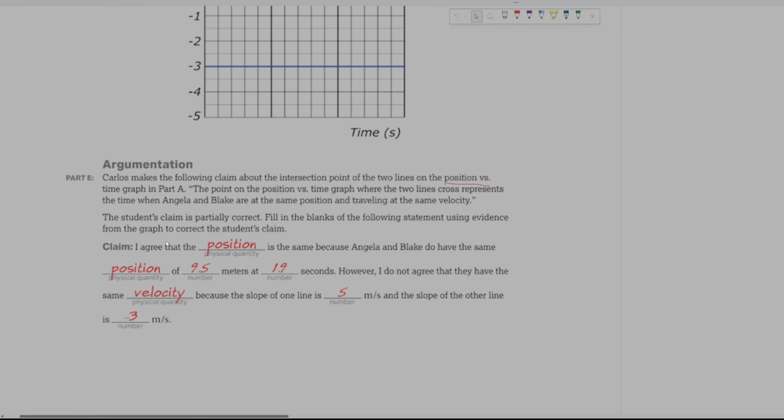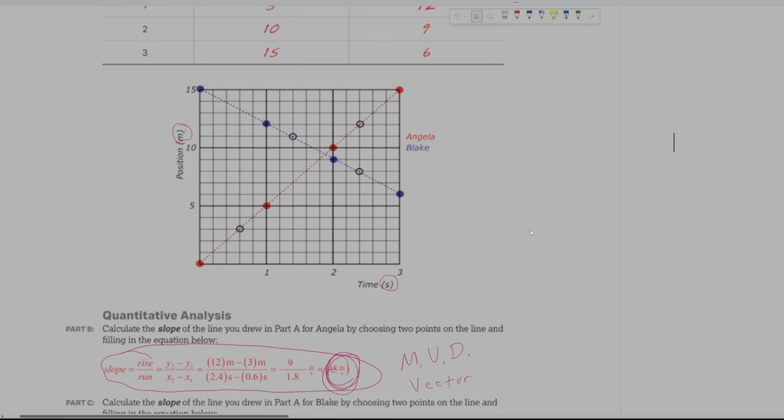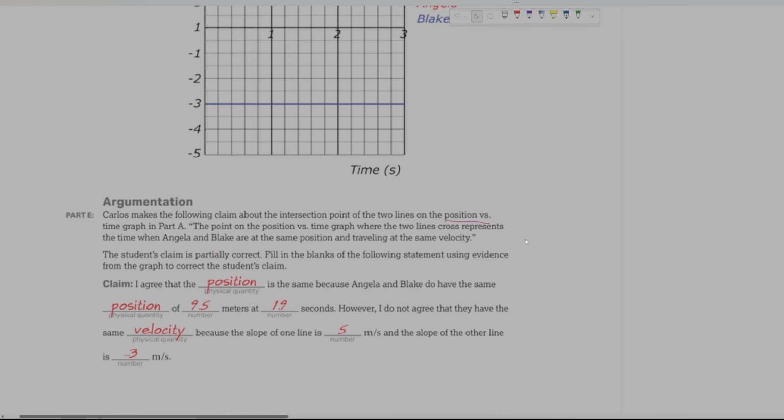The claim is, you would say this, I agree that the position is the same because Angela and Blake do have the same position of 9.5 meters at just before 2 seconds, 1.9 seconds. However, I do not agree that they have the same velocity because the slope of one line is 5 meters per second and the slope of the other line is -3 meters per second. So that is just, again, how you read and represent position time graphs and represent motion with these. All right, let me put that back up there.